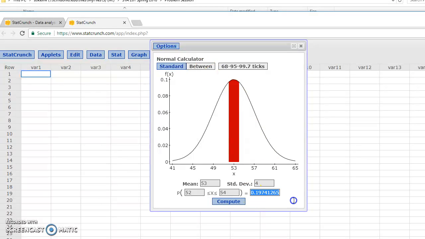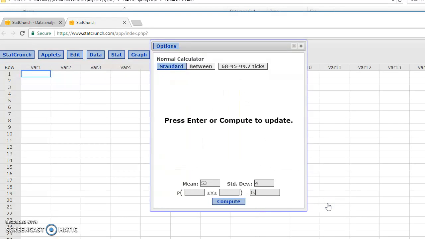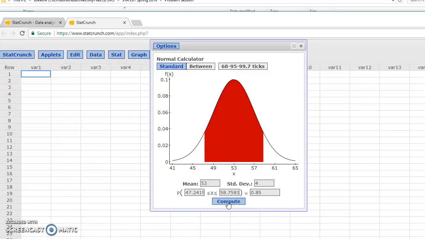So that's going to go in the right box, and you always type a decimal between 0 and 1 in the right box. So I convert that 85% to 0.85, and I leave the two boxes here blank, and I press compute, and StatCrunch is going to know that I want a middle area of 85%, and so it tells me that approximately 85% of driving times are between 47.24 minutes and 58.76 minutes.